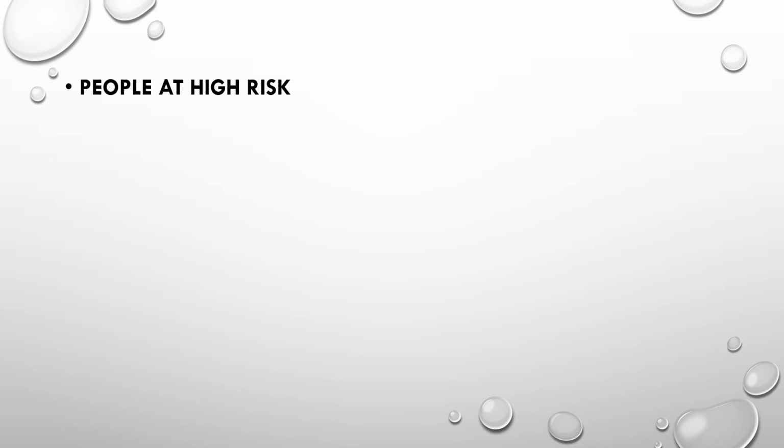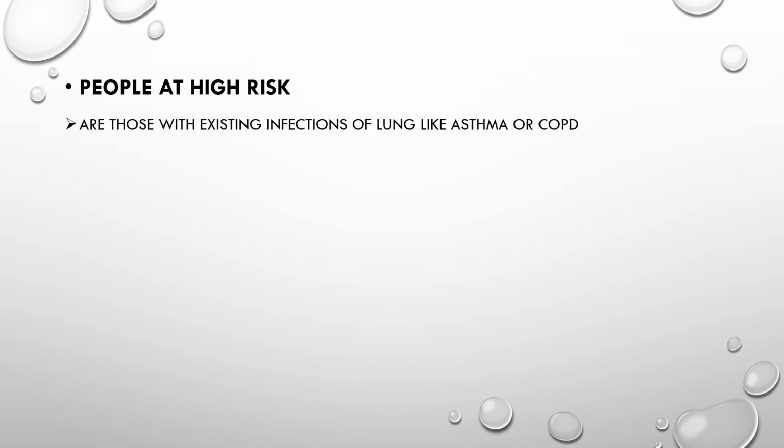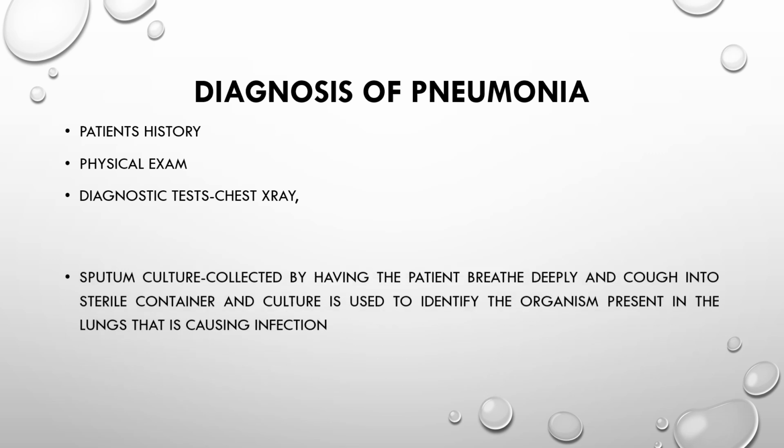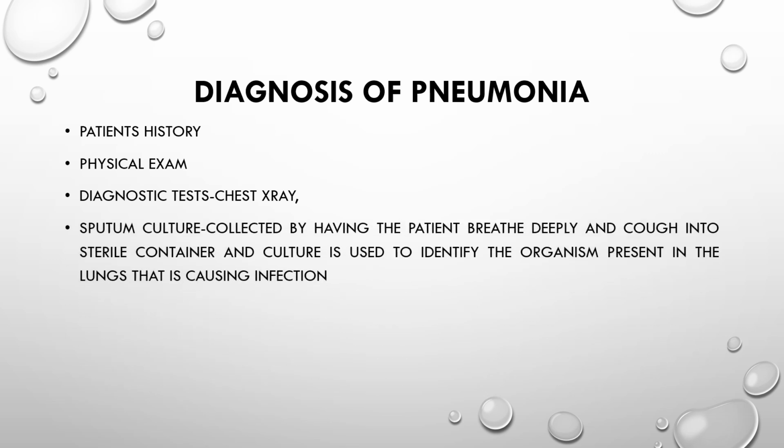Now, which people are at high risk of having pneumonia? Those with lung conditions like asthma or COPD, immobility, and mechanically ventilated patients. Diagnosis of pneumonia is done through the patient's history, physical examination, and diagnostic tests like chest X-ray and sputum culture, which is collected by asking the patient to take a deep breath and cough into a sterile container, and the culture is sent to identify which organism is leading to the infection.